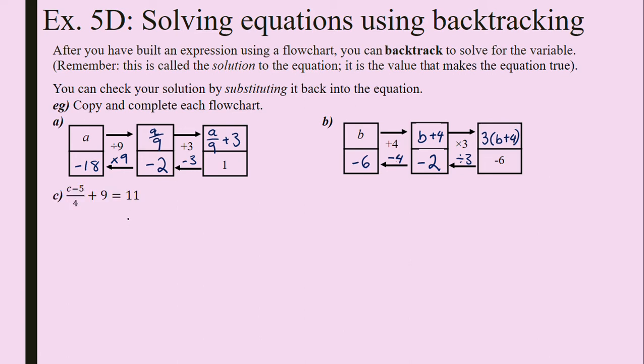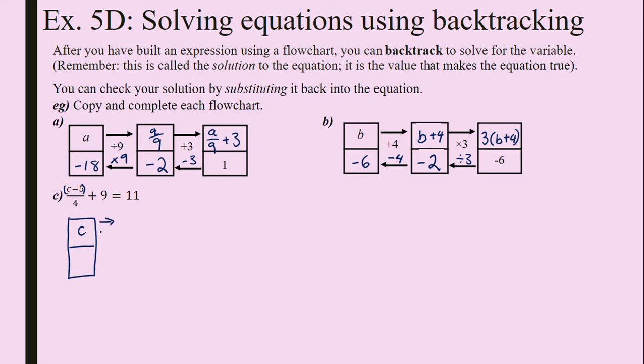This time we've been given the equation. So we're going to need to set up the flowchart and then work backwards to solve for C. So as per our previous examples and previous exercises, we start with only the variable. Okay, I'm going to put it in a big old box. Okay, the first thing we do to C in this equation, remembering BIDMAS, is minus 5. This would be the same thing, okay, all of it's divided by 4.